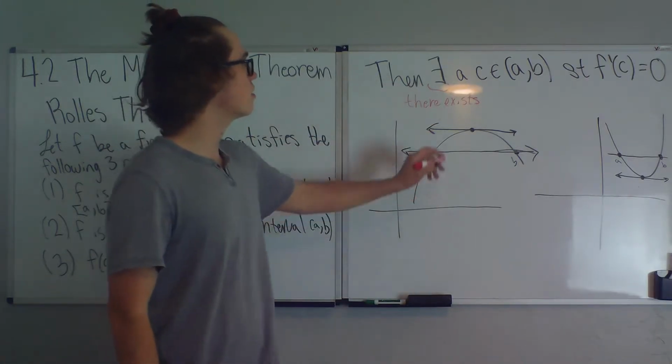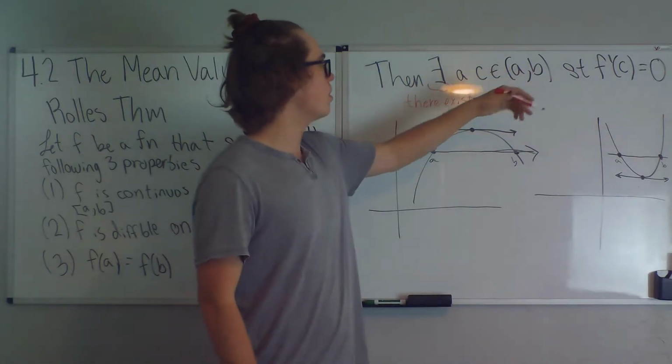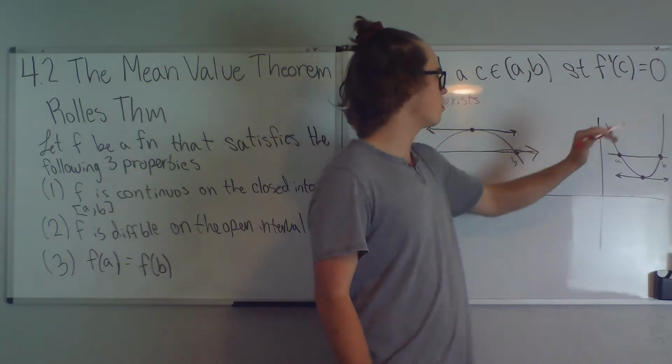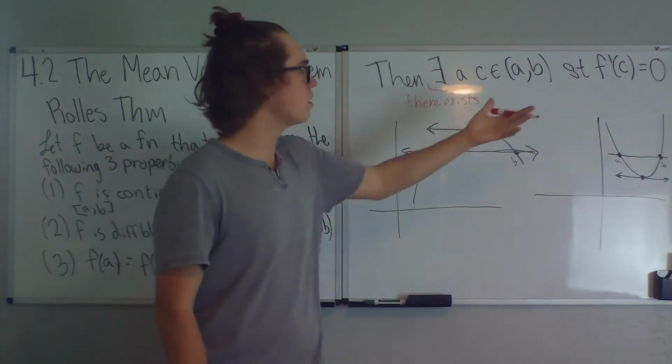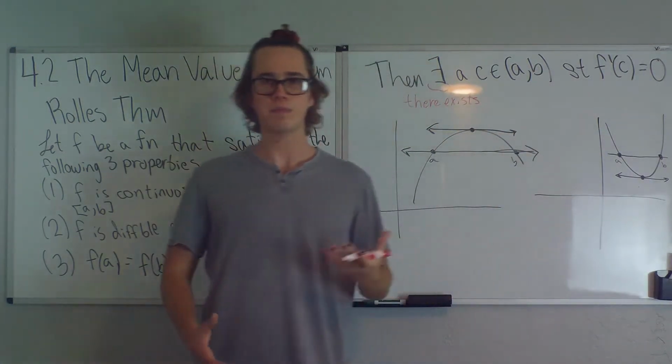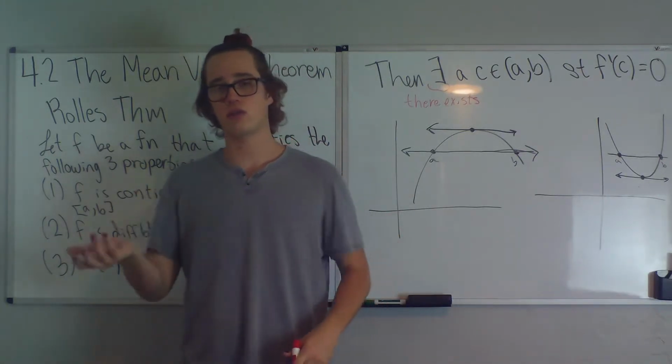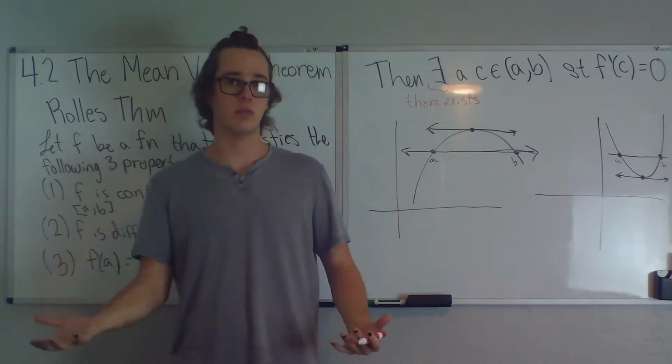So then there exists a c in (a, b), c is just a constant, such that f prime of c equals 0. And what does f prime of c equals 0? That's a critical value. So that means either a local max, a local min, an absolute max, an absolute min.